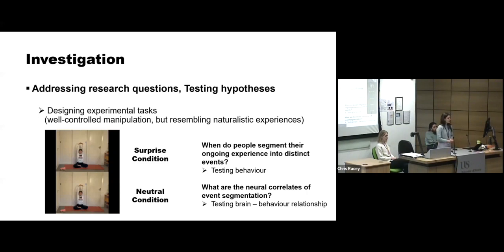So, for example, in one of my experiments, I was interested in when people are experiencing that an event has ended and that a new one has begun. And one theory says that people are experiencing changes in events when they experience a prediction error, when something unexpected happens that they didn't predict before. And so to investigate this, to test this theory, I created stop motion videos and I asked people to watch them.